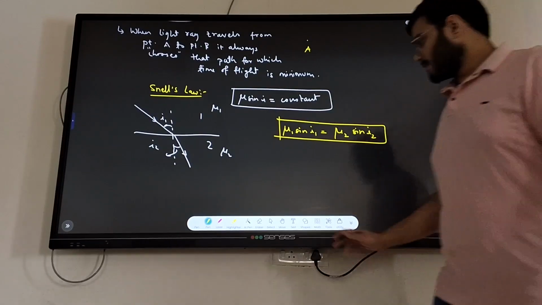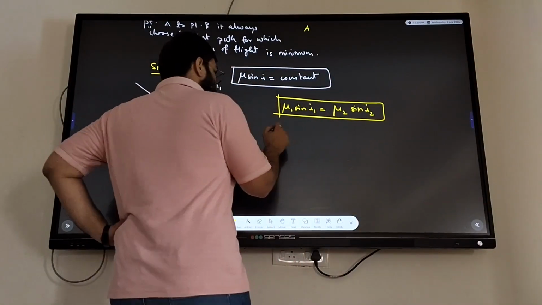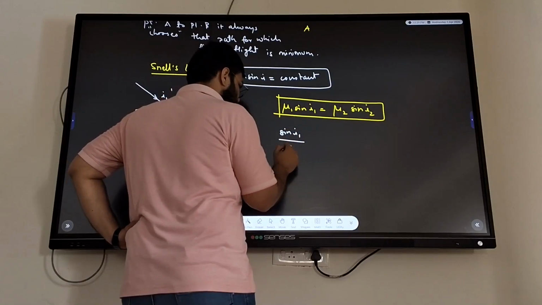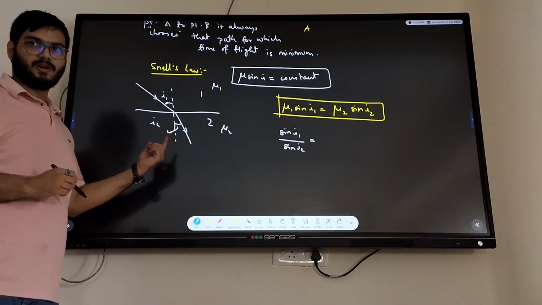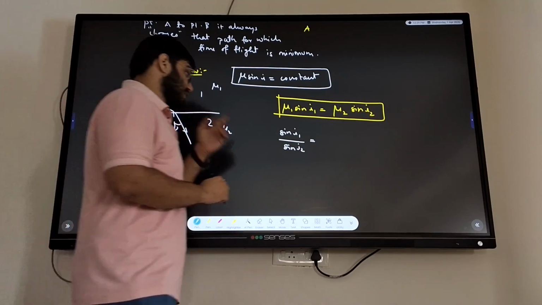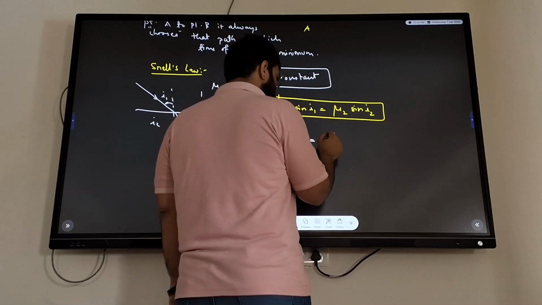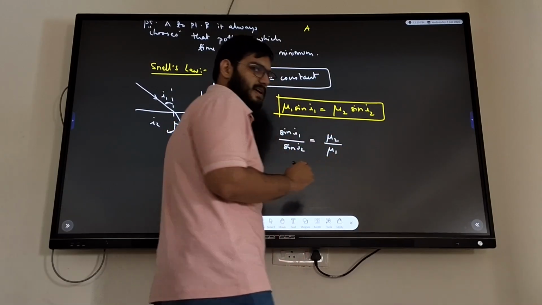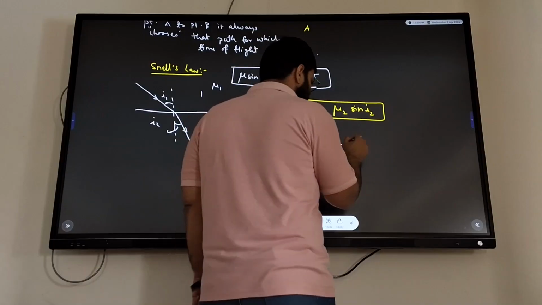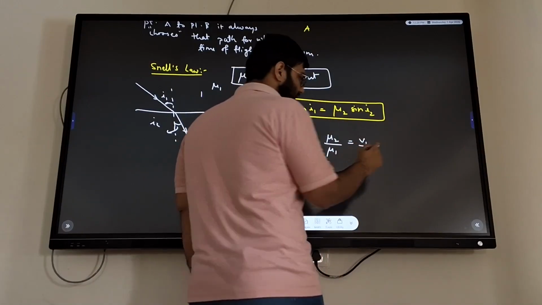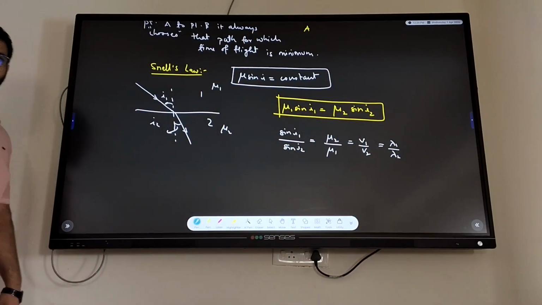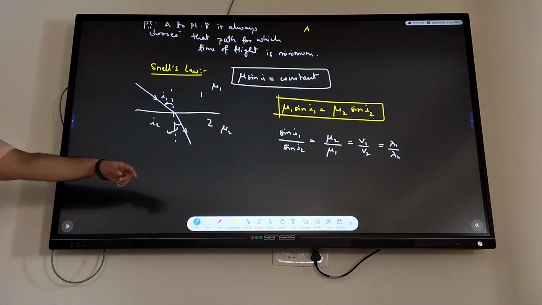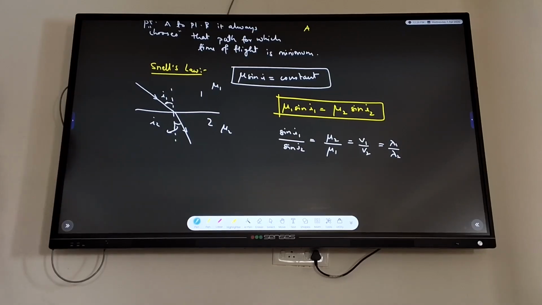From here I can also write sin I1 over sin I2. By the way, all the angles are taken with the normal. Please remember this. Sin I1 by sin I2 can be taken as mu2 by mu1. If I write in terms of velocities, this can be written as v1 by v2, and this can be written as lambda1 by lambda2. Does it make sense? v equal to f lambda, the frequency will be the same, so f cancels, and you will get lambda1 by lambda2.